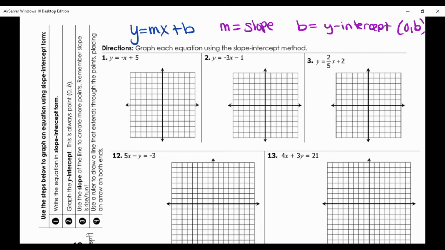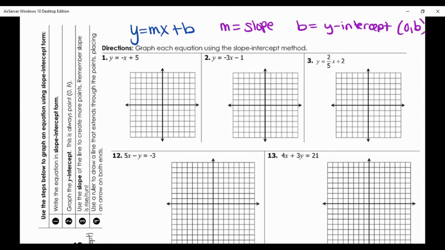Next, we want to graph the y-intercept. So we want to plot that point on the y-axis. And then from there, we're going to use the slope of the line to create more points. Remember, slope is rise over run. Next up is to just draw the line based on the points that we have graphed.